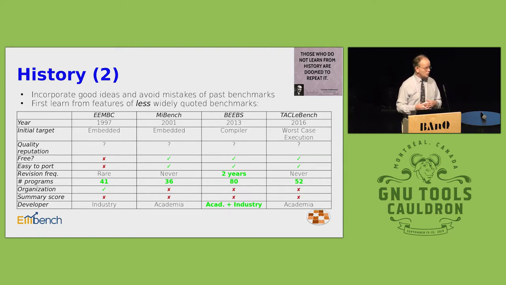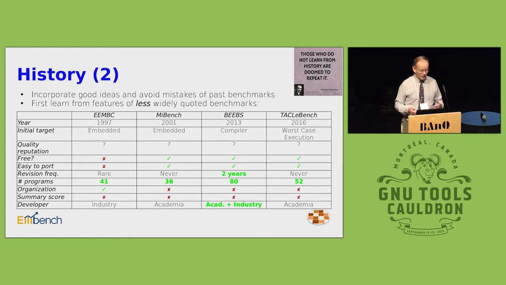There's MiBench, which was an early free benchmark suite, quite widely used in the free and open source community. BEEBS, which I was involved with, came out of research into compilers for energy efficiency, and I've talked about it here in the past. And TACLeBench is a more modern, newer attempt to collect a set of benchmarks, in this case for worst case execution time. And all of these, interestingly, are suites of benchmarks. They all fail to have a summary score.